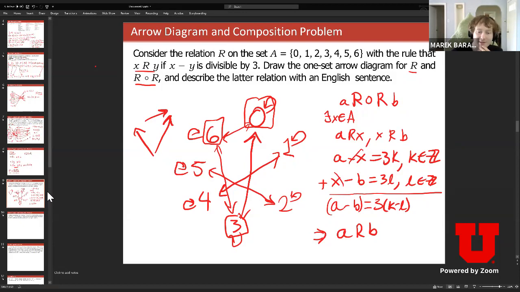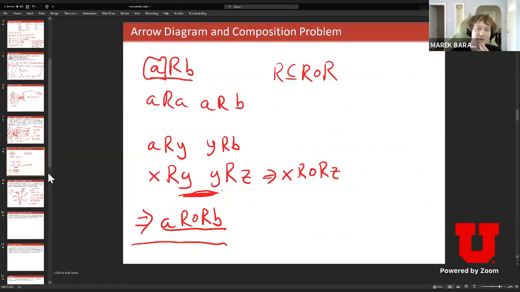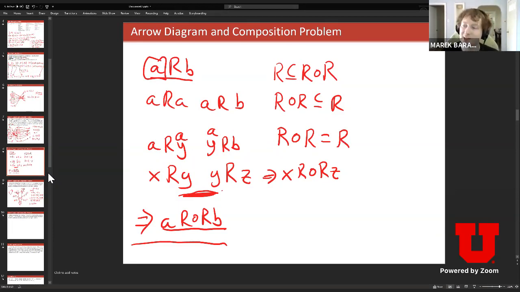I said, oh, well, look at this. All of these have an arrow pointing back to themselves. So we know that every element is related to itself. So I can put A here and A here, and that will show that it's here, right? This, along with the last slide, which showed that the composed relation was a subset of the main relation, shows that the two relations are the same.